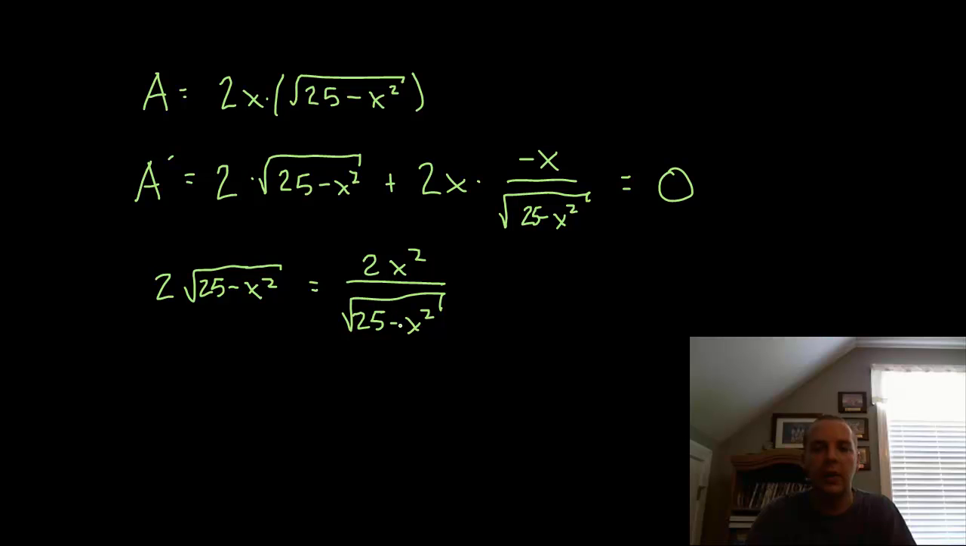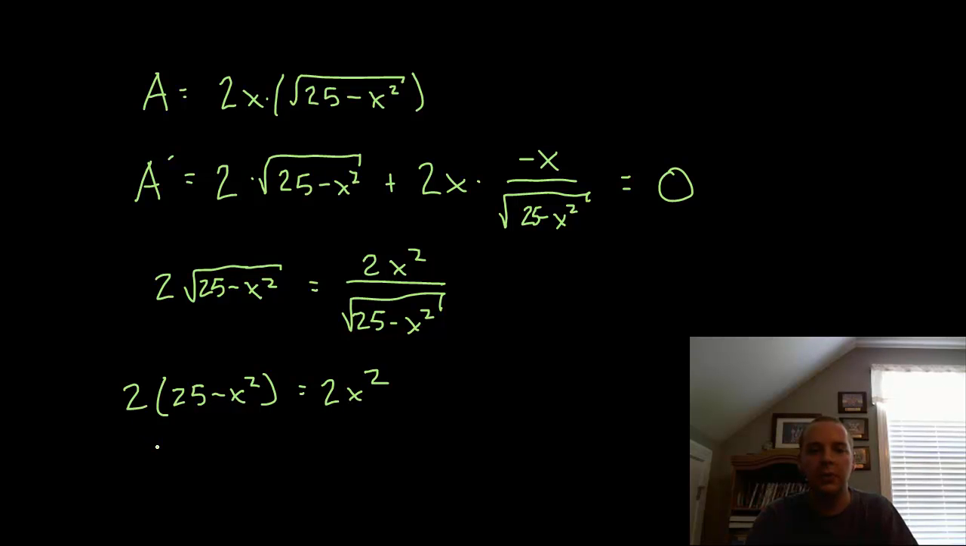And then we'll take this radical and multiply it to the left-hand side to get it out of that denominator. Now what's going to happen is you'll have the square root of 25 minus x squared times itself. This is the same expression. So if you have a square root that's squared, the square and the square root negate each other, and you just get 25 minus x squared only equals 2x squared.